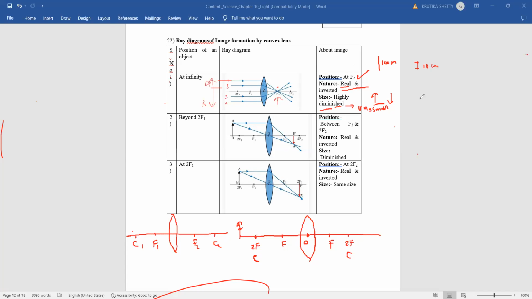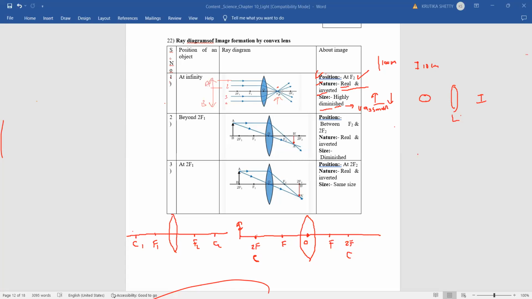So three things are there here that we need to know: the position, nature, and size. Position is at F2. Nature is real and inverted, and size is very small. We discussed the object, then the lens, and then the image: object, lens, and image. The first formation we discussed was when the object was at infinity.